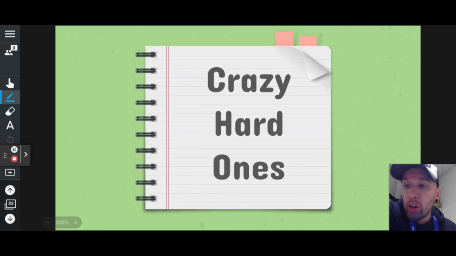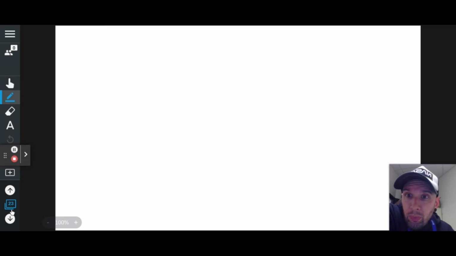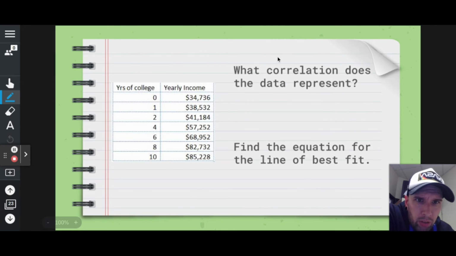The crazy hard ones. Let's get right to it. What correlation does the data represent? Find the equation for the line of best fit.